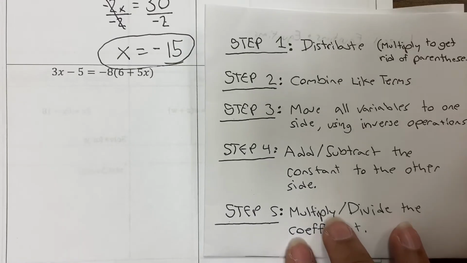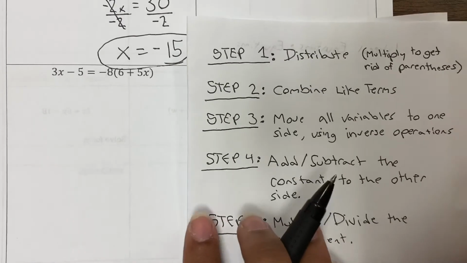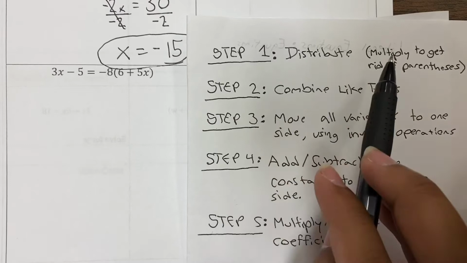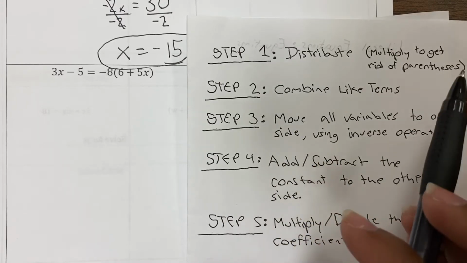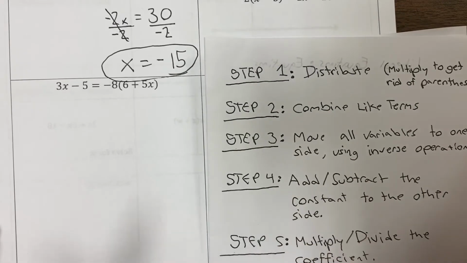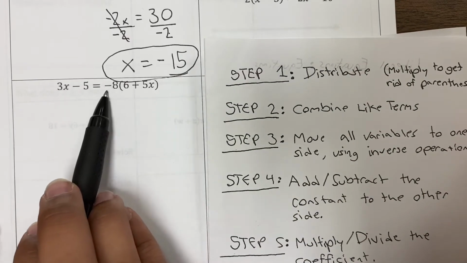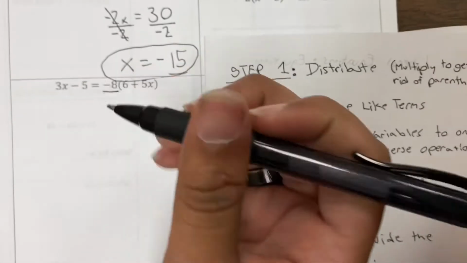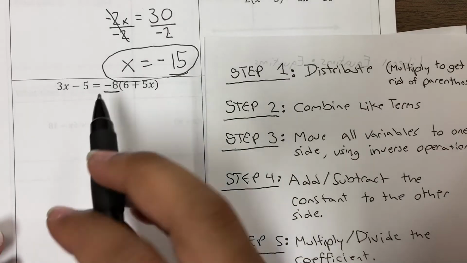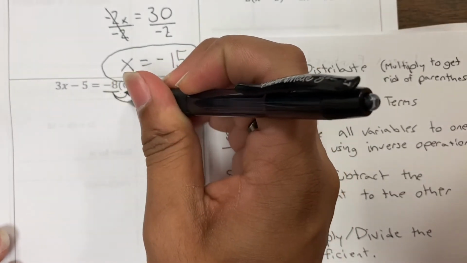Okay, so I wrote down my steps. So now let's do this problem. So step one, if I see parentheses, I'm going to distribute. And distribution means to multiply whatever is touching the parentheses by every term inside of the parentheses. So right now I see parentheses right here. The number that is immediately touching it, the number that's multiplying right now, is negative 8. So I'm going to distribute negative 8 into each of these terms inside of the parentheses.